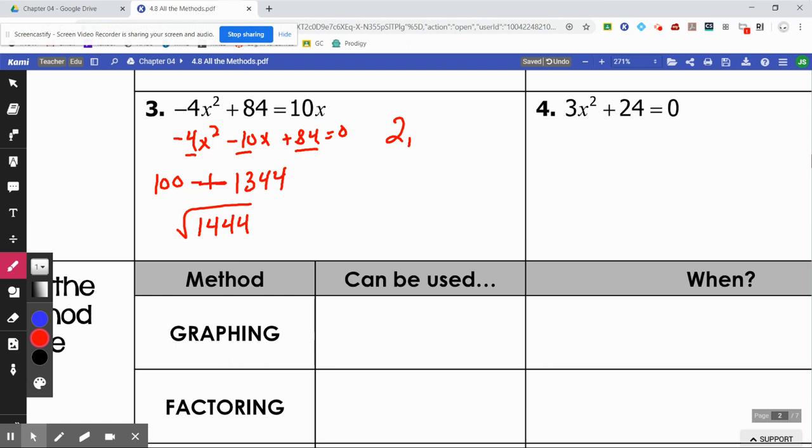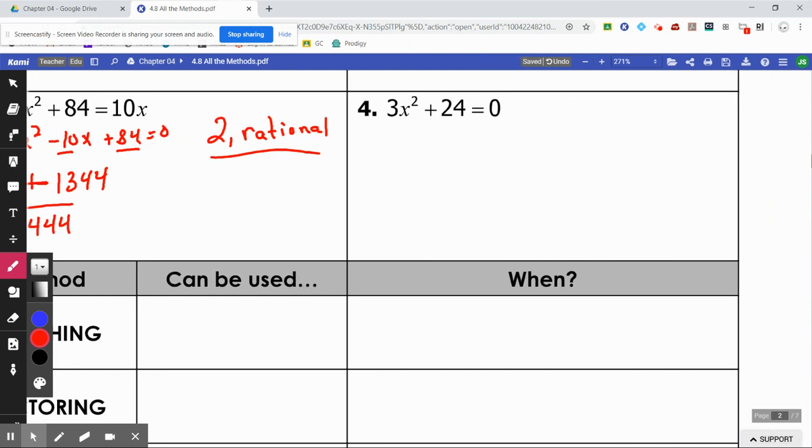Square root of 1444, if you check it, is 38. So therefore, it would be two rational answers. Something else it tells you, if you have two rational answers, this would have been factorable. A much easier way to have solved it.